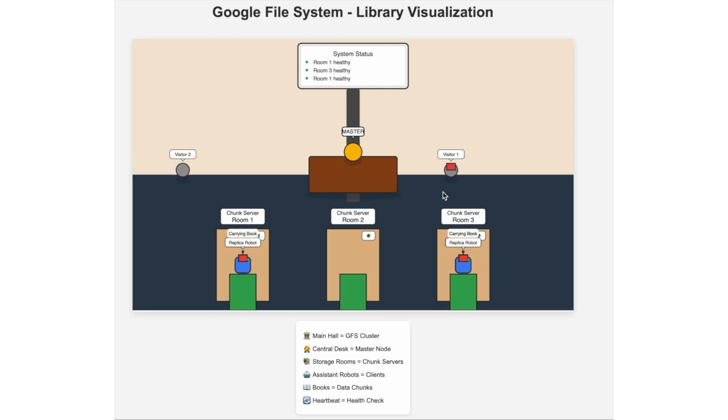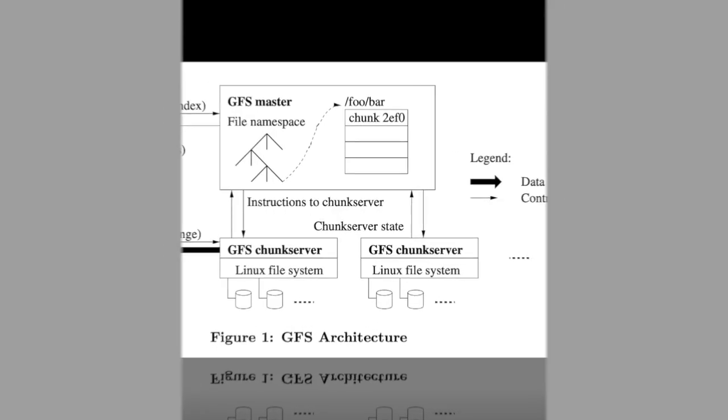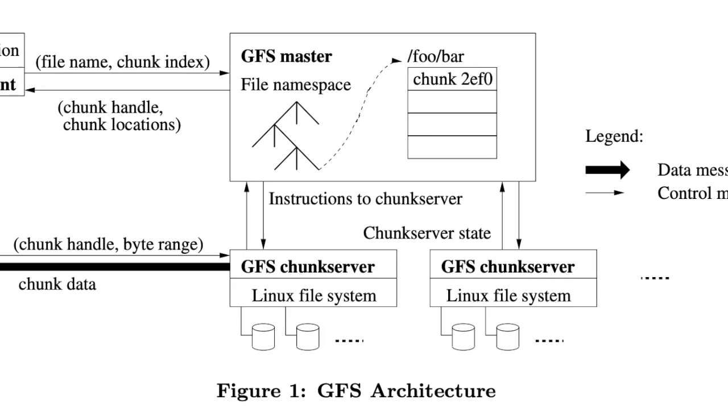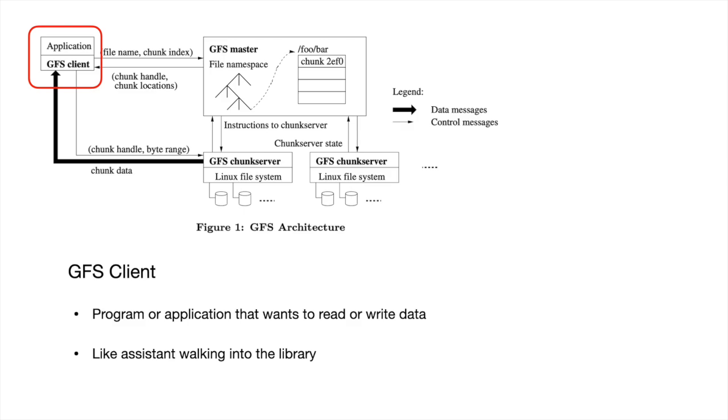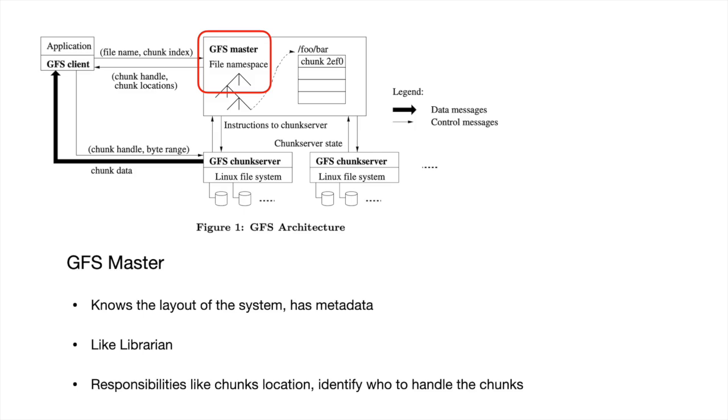Now that you understand how the GFS system works through our library analogy, let's pull back the curtain and look at the real thing, the actual architecture from Google's original paper. On the left, we have the client. This is the program or application that wants to read or write data, like our assistant walking into the library. In the center, you see the GFS master. Just like the librarian, the master knows the entire layout of the system, which chunks exist, where they're stored, and who's responsible for handling changes.